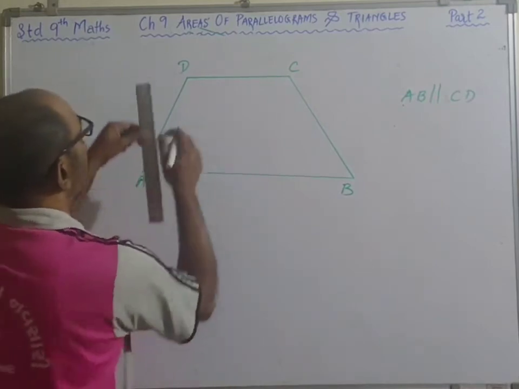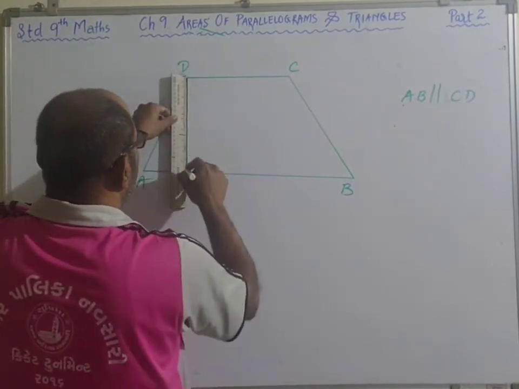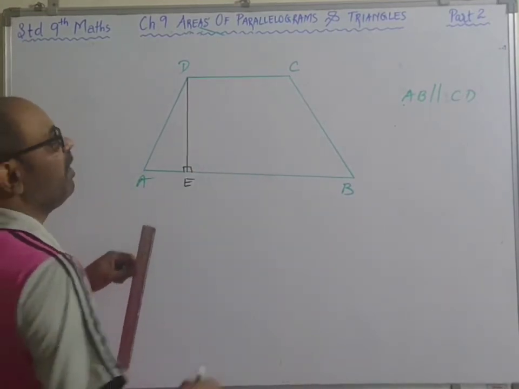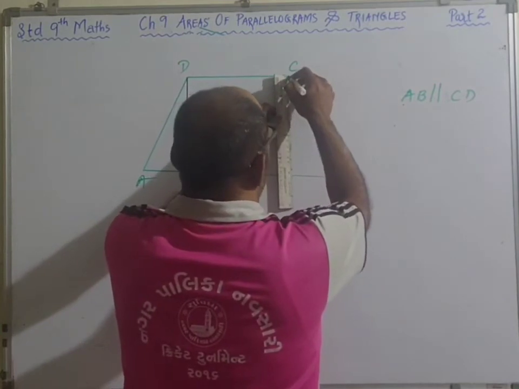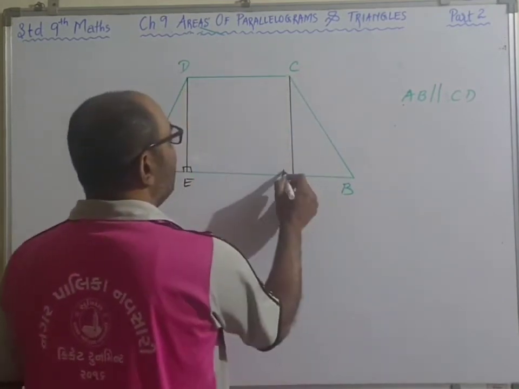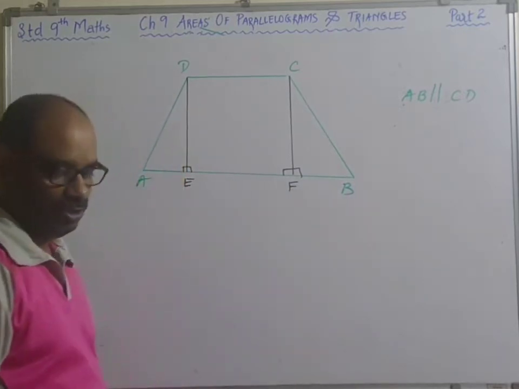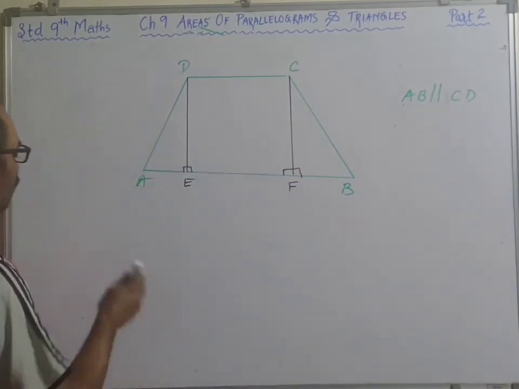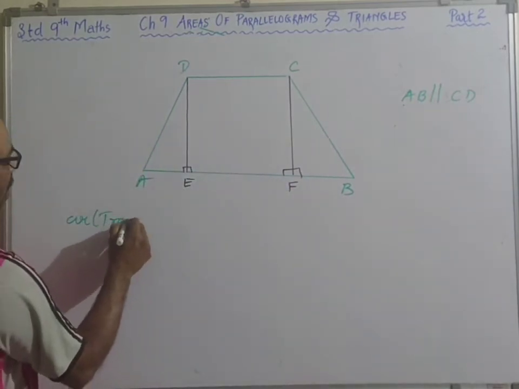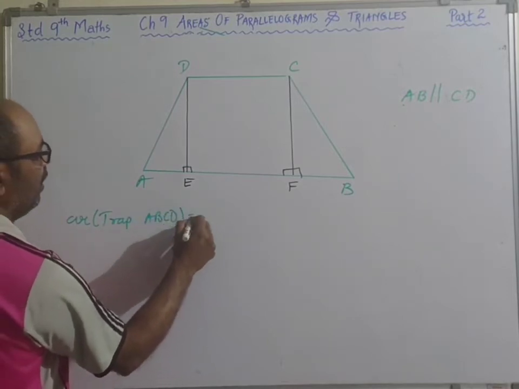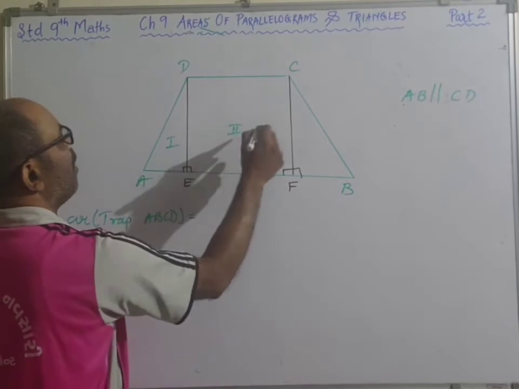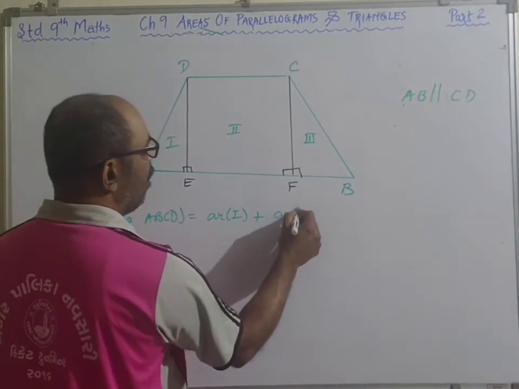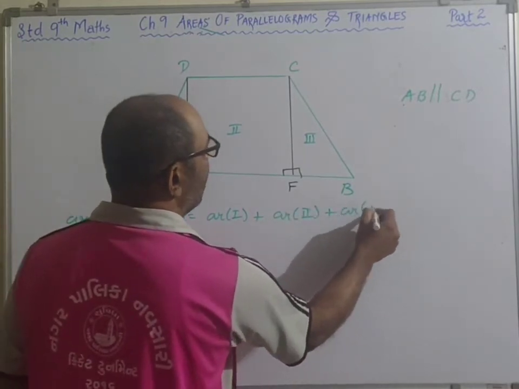So here I draw altitude from D, perpendicular from D. Let's say DE. That is altitude corresponding to base AB. Same way I am going to draw altitude from C to same base AB. Let's say this is CF. Children, so now the area of trapezium which we are supposed to find, area of trapezium ABCD is, yes, इसको part 1 बोलो, इसको part 2 बोलो और इसको part 3 बोलो. So that is area of part 1 plus area of part 2 plus area of part 3.